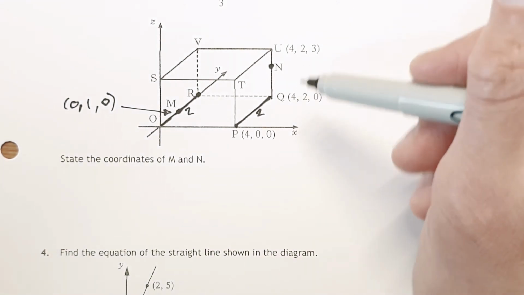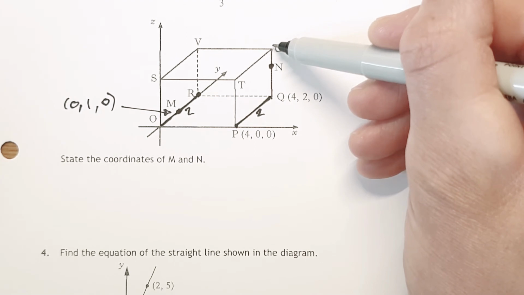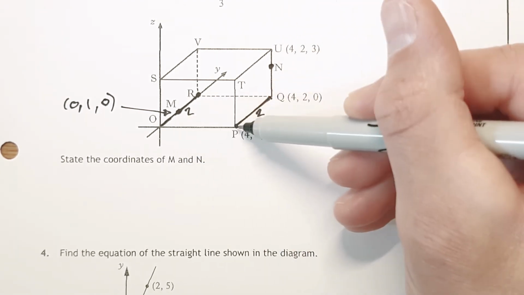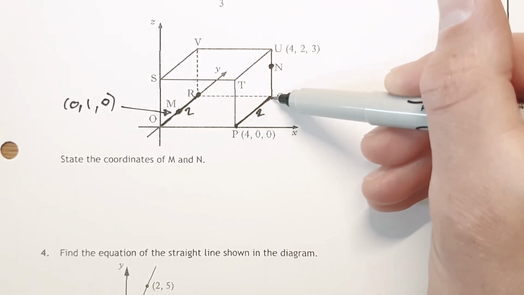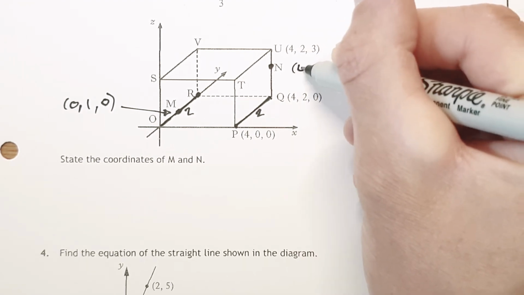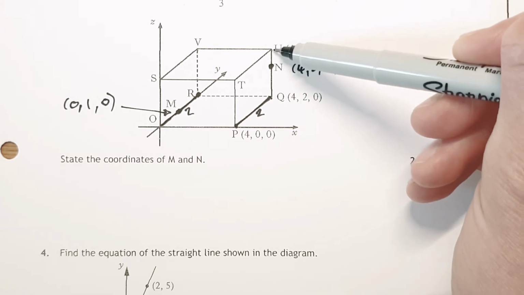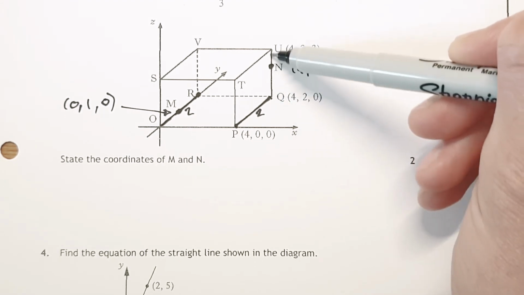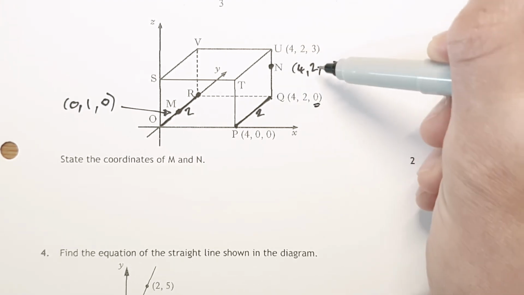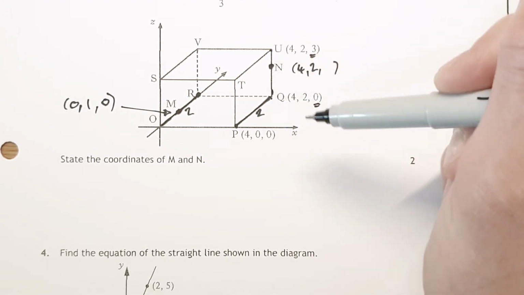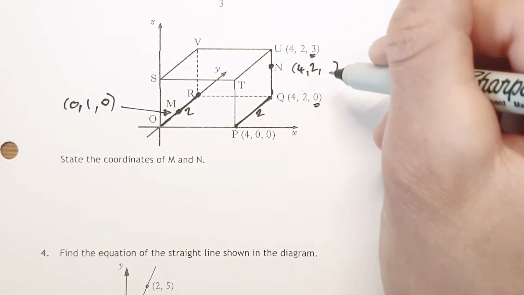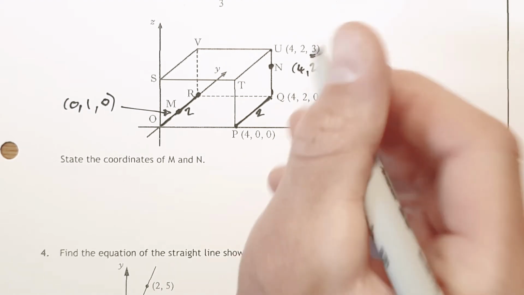Now, using the fact that it's 4, 2, 0 and that's 4, 2, 3, we know that it's going to be 4 long in the X, 2 in the Y, so we know that to start off with. And N is 2/3 of the way up here. Well, this measurement here is 3, because that is 0 there, that is 3, so that measurement has to be 3, and 2/3 of 3 is just 2. So N has to be 4, 2, 2.